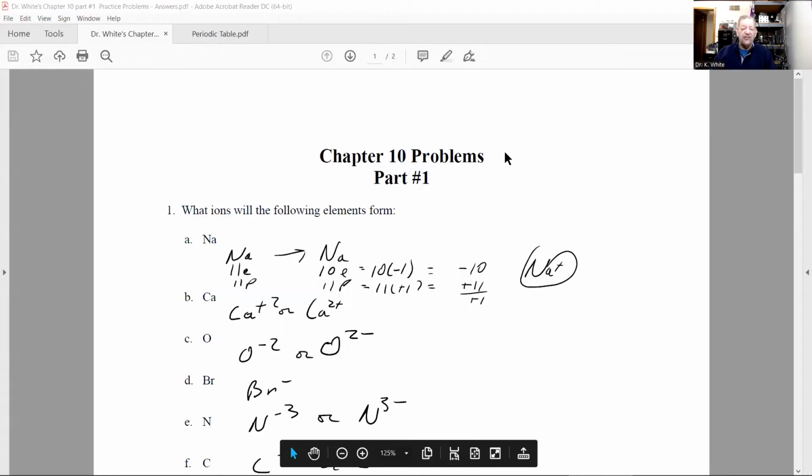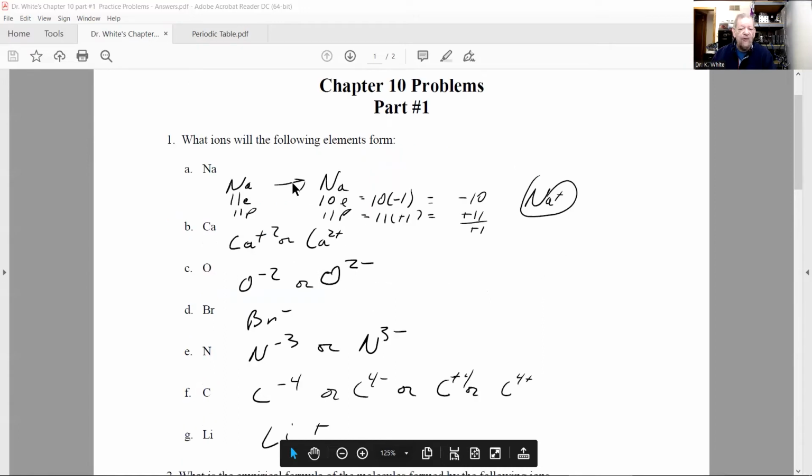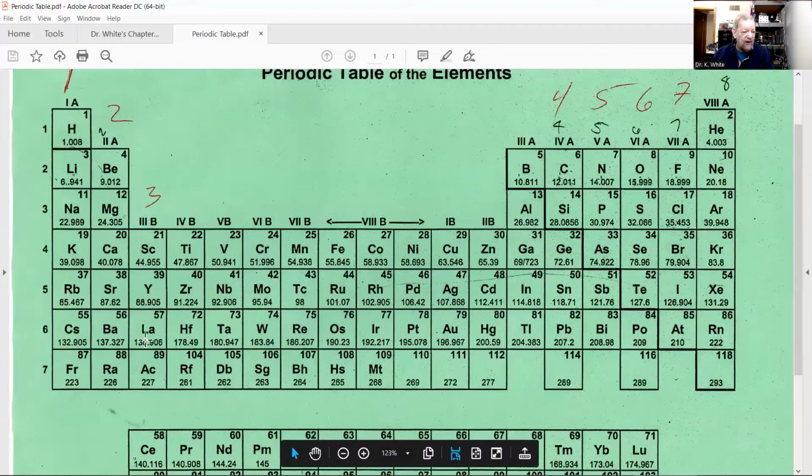Now, you should see on your screen now what ions will the following elements form. How do you do that? You go to the periodic table and find out the atomic number. The atomic number gives you how many electrons and protons. And if we look at a periodic table, the first one is what ion will sodium form?